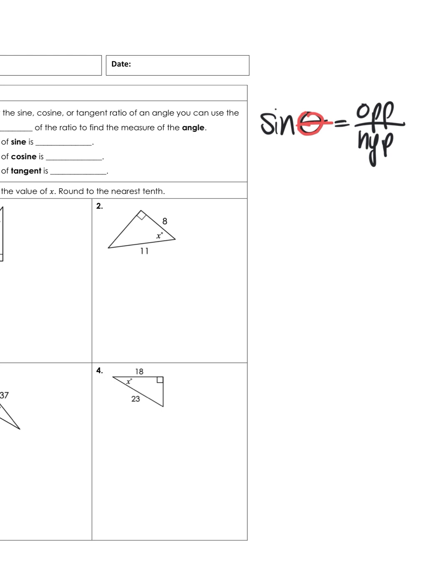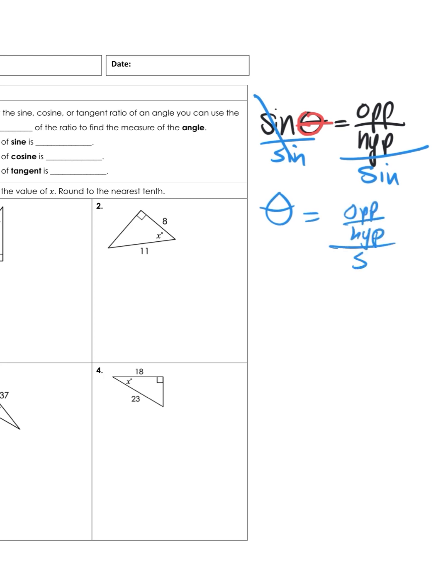Well, what we would need to do mathematically is divide by sine. And so you can see this is kind of sloppy. It would be opposite over hypotenuse divided by sine. These sines would cancel on this side, and we'd be left with something like this. Theta equals opposite over hypotenuse divided by sine. And again, this just looks pretty messy.